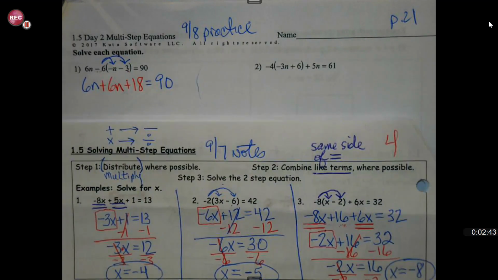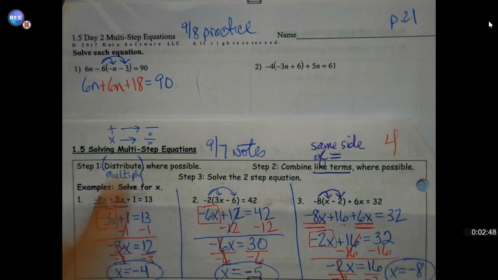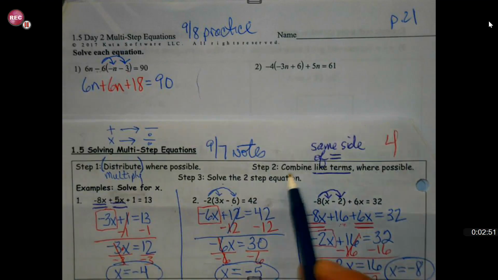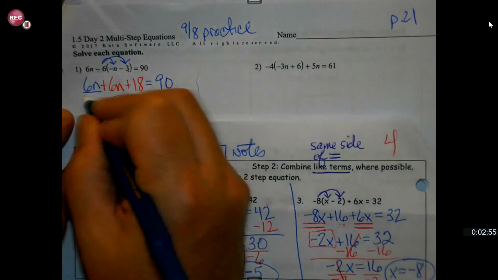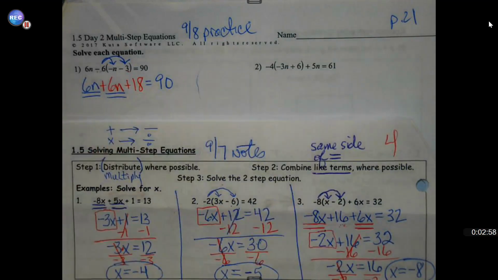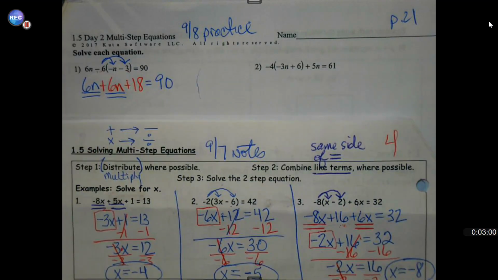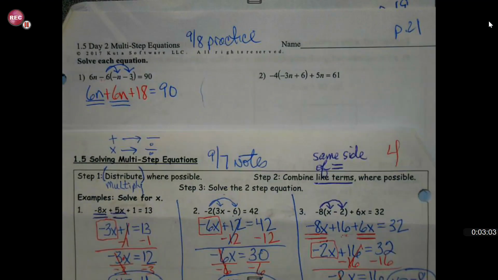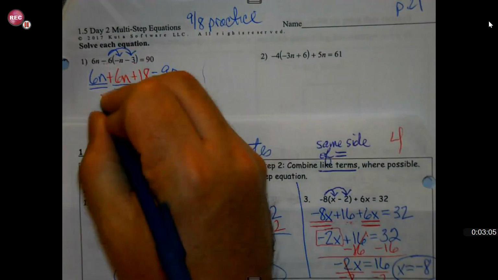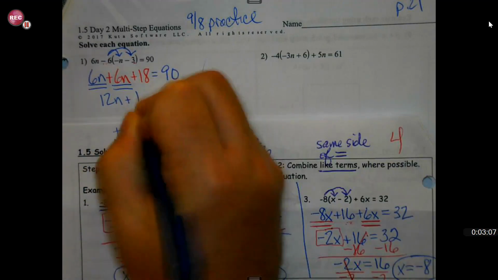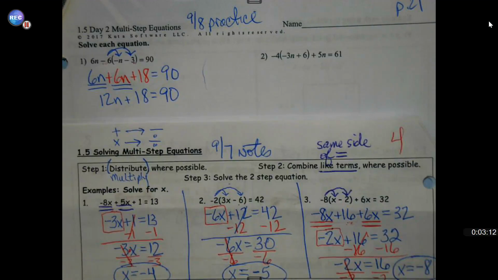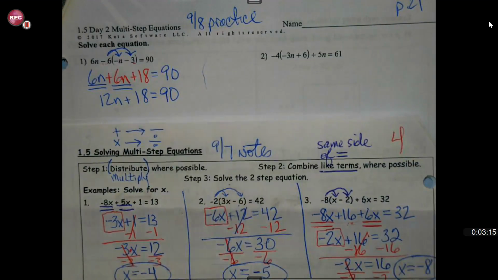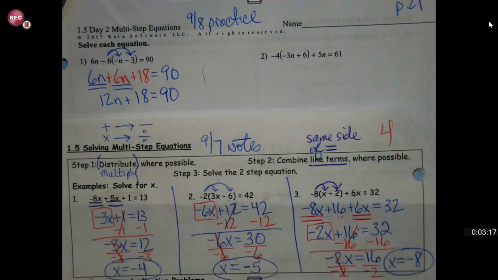So once I get there, okay, distribute part done, no more parentheses. Combine like terms on the same side of the equals if I can. Okay, so these both have n's, so I can add them together. Okay, we're not multiplying anymore. So 6 and 6 is 12. And once I've done those two steps, we're going to have a two-step equation left, and that's all I need to do.